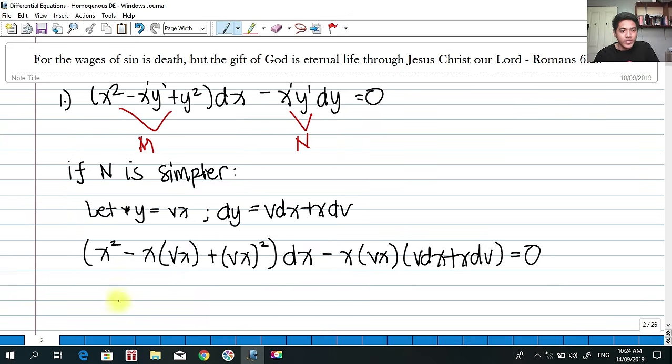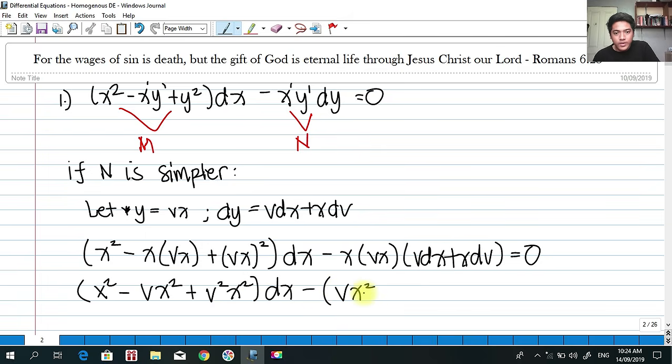In other words, we simply substitute y and dy into our original differential equation, and from there we simplify by algebra. So we have x squared minus vx squared plus, since this is raised to 2, v squared x squared, dx, minus, I'm going to distribute this, vx times (v dx plus x dv), equals 0.